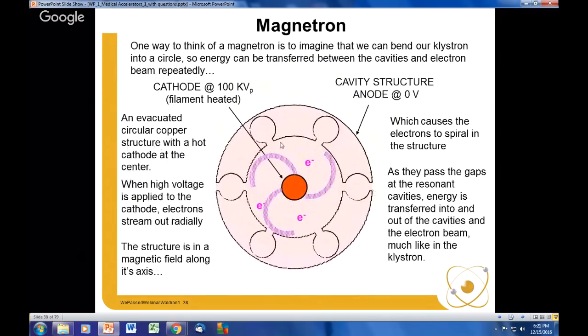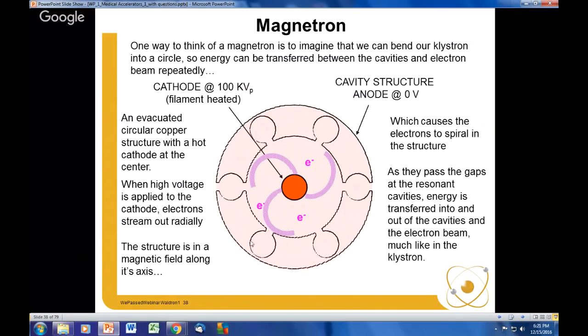Electrons are going to tend to circulate counterclockwise. Of course, if the magnetic field were the other way, they would simply circulate clockwise. And they're going to pass the gaps of these resonant cavities, which are here. And of course, the electrons are going to interact with charges in the walls of the cavity, not unlike the catcher cavity in the klystron.